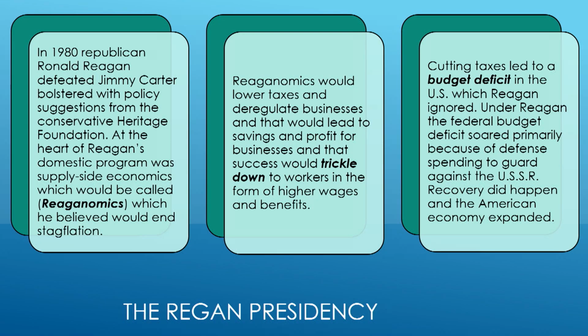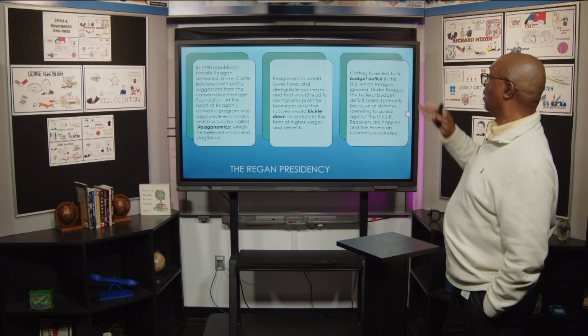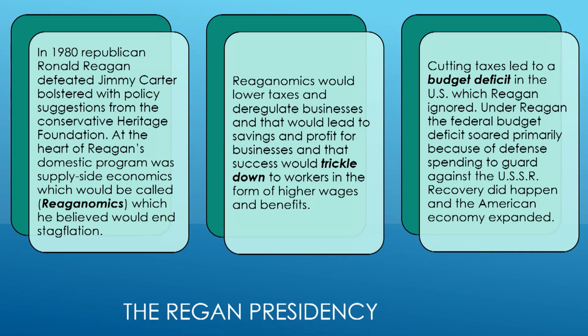The Reagan presidency. In 1980, Republican Ronald Reagan defeated Jimmy Carter, bolstered with policy suggestions from the conservative Heritage Foundation. At the heart of Reagan's domestic program was supply-side economics, which would be called Reaganomics, which he believed would end stagflation, which plagued Carter, one of the reasons why Carter wasn't reelected. Reagan would lower taxes and deregulate businesses, all conservative Republican ideas that would lead to savings and profit for businesses that he believed would trickle down to workers in the form of higher wages and benefits. And that's what Reaganomics was, of course, about.